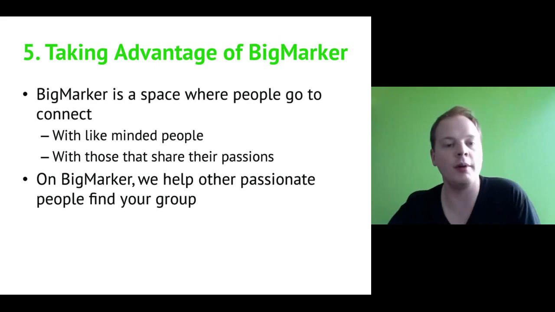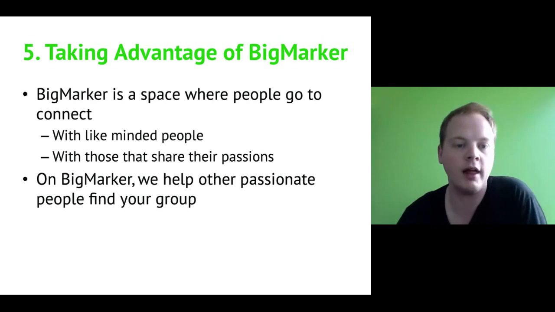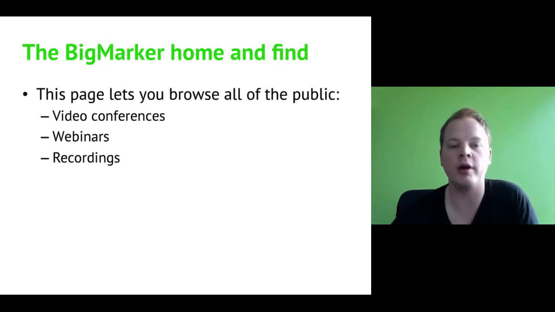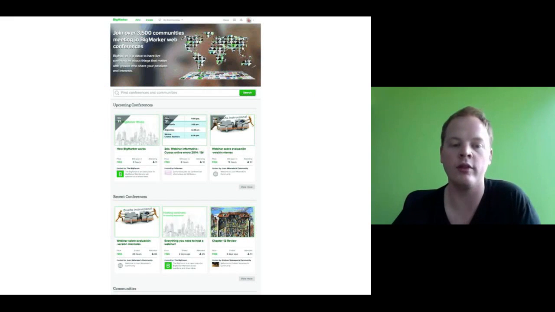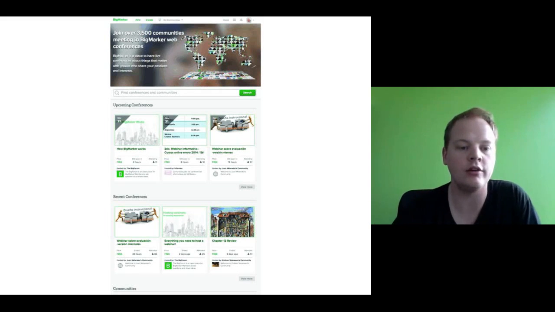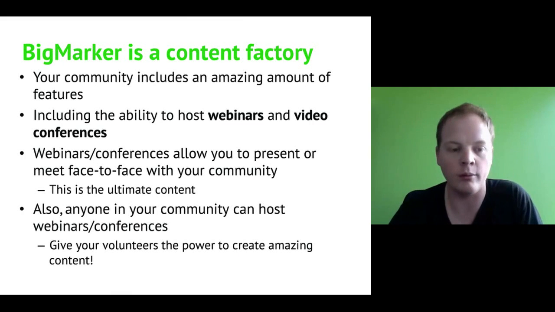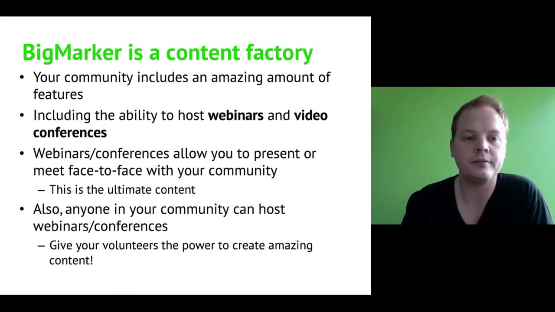So number 5 is taking advantage of the BigMarker platform. BigMarker is a space where people go to connect. We have like-minded people on BigMarker, and those that share their passions are on BigMarker as well. So that's the idea of BigMarker, that we want to help connect these passionate people together in these different groups. So when you create your community on BigMarker, there are other people looking for these types of communities here as well. Once they come into your group, hopefully they will be an active, passionate member. So they will already start off as almost like a volunteer. We want them to accelerate to become regulars as fast as possible.